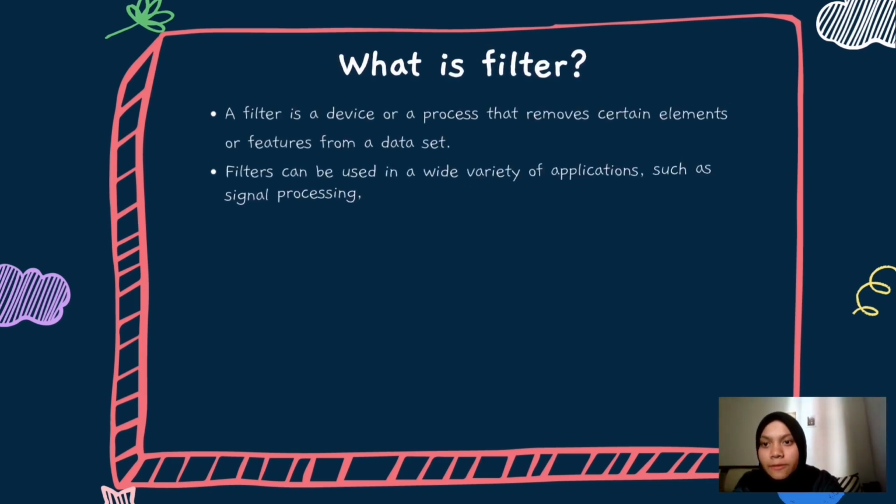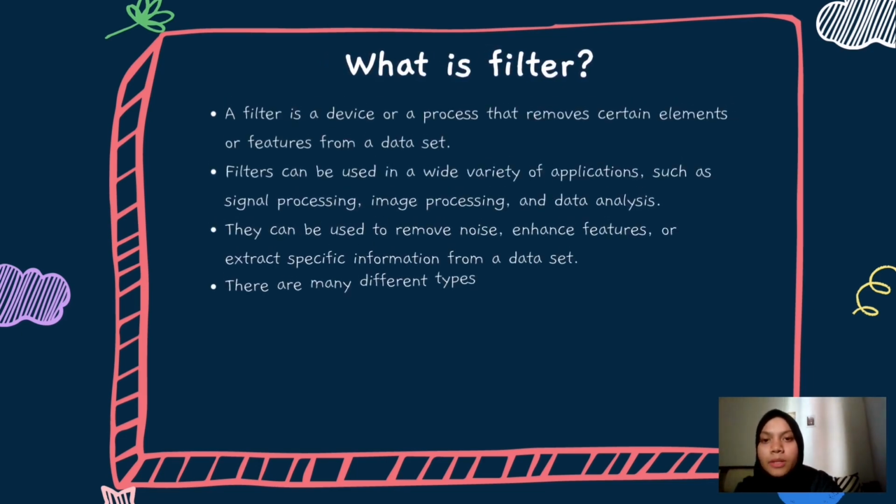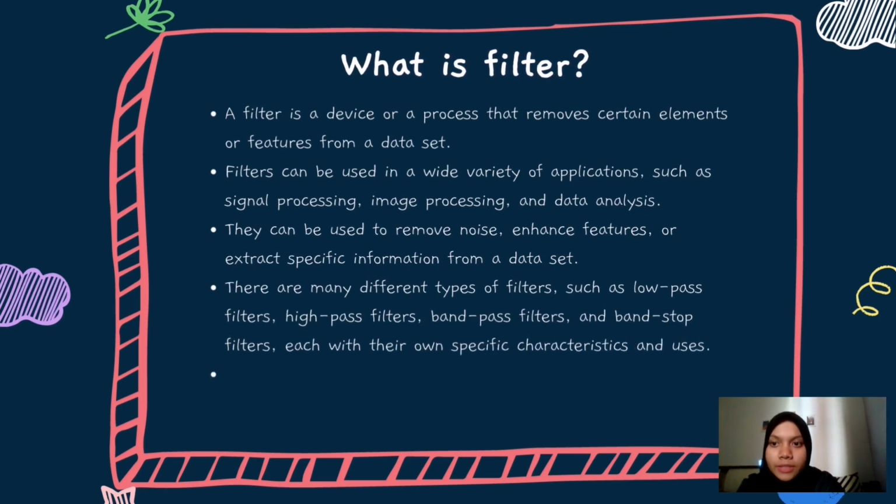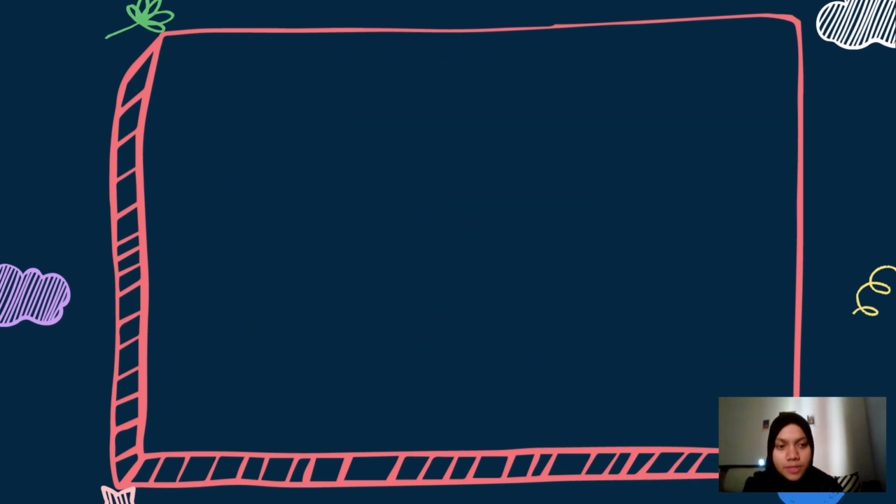So next is, what is a filter? A filter is a device or a process that removes certain elements or features from a dataset. Filters can be used in a wide variety of applications such as signal processing, image processing, and data analysis. They can be used to remove noise, enhance features, or extract specific information from a dataset. There are many different types of filters such as low pass filter, high pass filter, band pass filter, and band stop filter. Each type of filter has its own specific characteristics and uses.